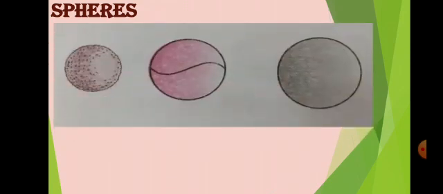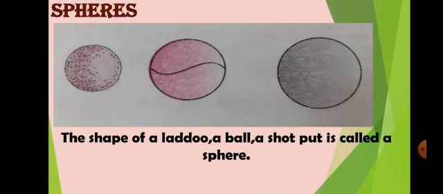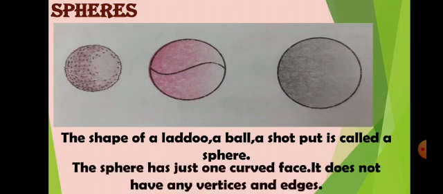Now, our next topic is spheres. The shape of a laddu, a ball, a shot put is called a sphere. Children, you must have seen too many things having shape of a sphere. You all must be using at your home also. The sphere has just one curved face. It does not have any vertices and edges.